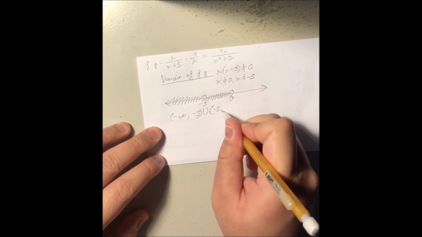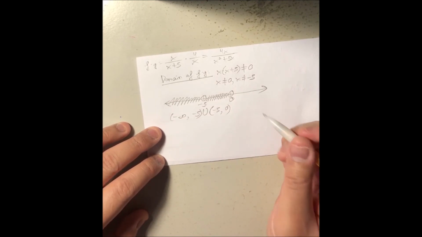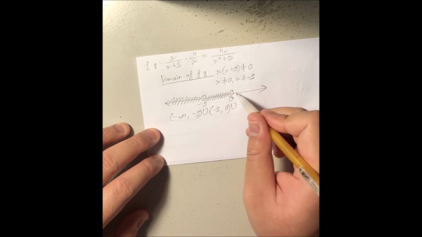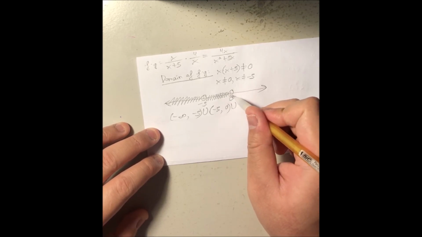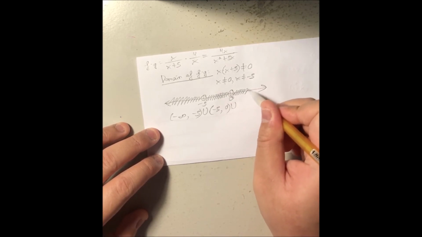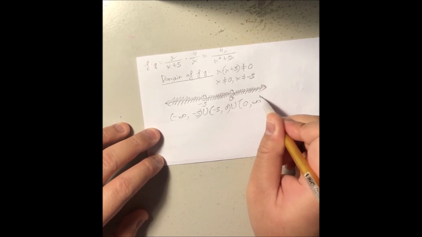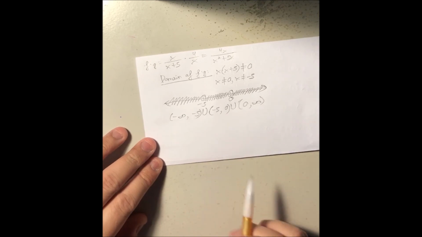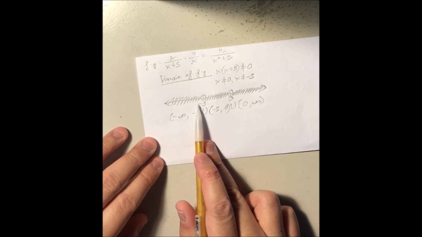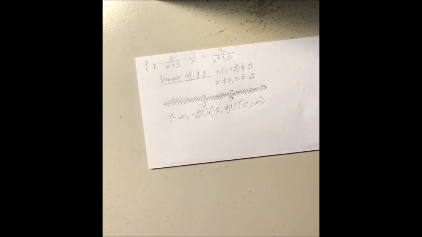So another open interval. Union sign to go to the next part, going from 0, not including 0, all the way to positive infinity. So another open interval. Like that. So all real numbers except for x not being -5 and 0. And yeah, that is how we find the domain of the sum, difference, and product of these two functions.